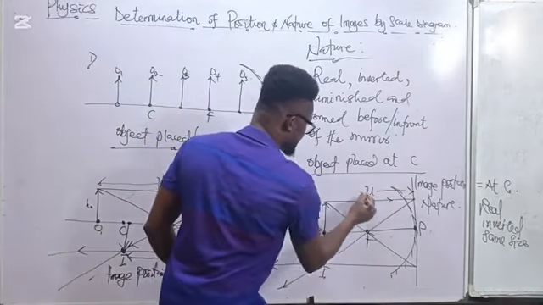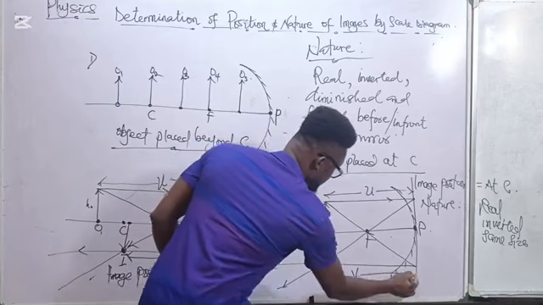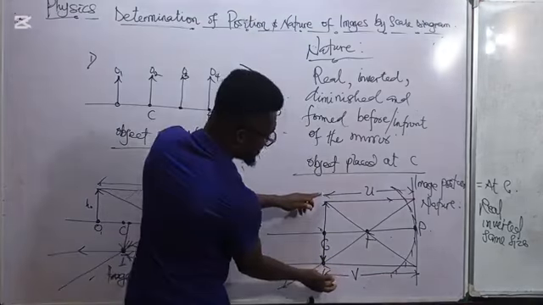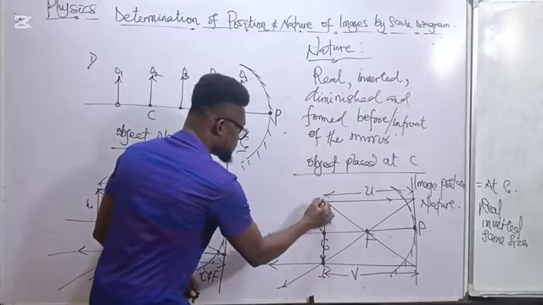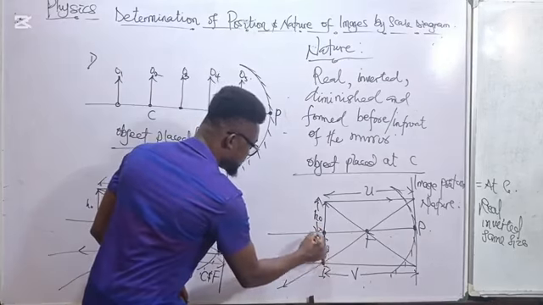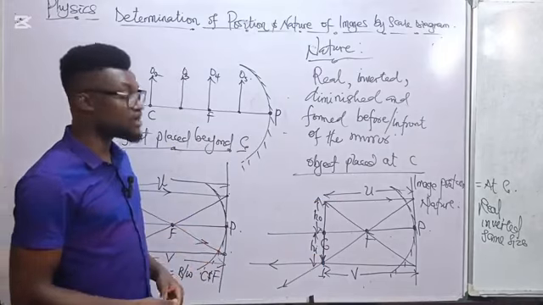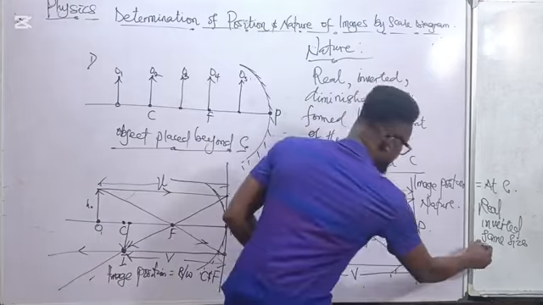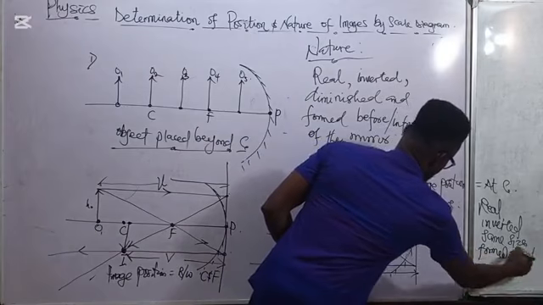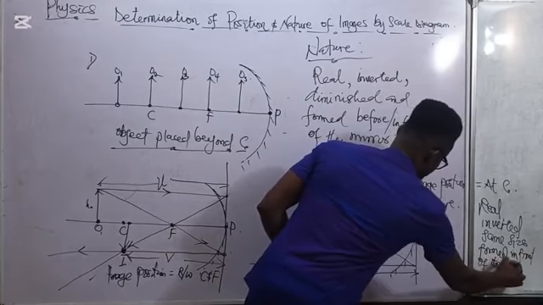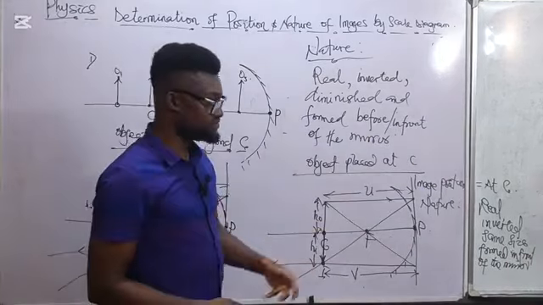If we represent it as U, then the distance of the image from the mirror, if we represent it as V, you will see that both of them have the same distance. Hence, the height of the object will still be the same as the height of the image. So, same size as that of the object. And again, formed in front of the mirror. So this gives you the characteristics or the nature of images.